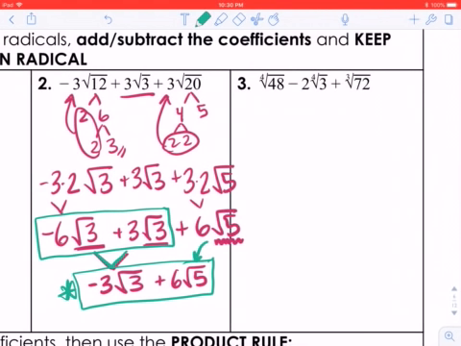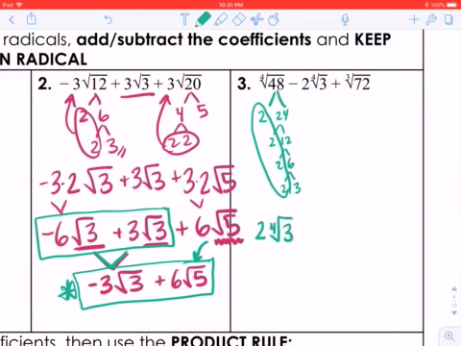Let's look at this one here. I see an index of 4, so I'm going to be looking for groups of 4, just like we practiced. So 48 is 2 and 24, 2 and 12, 2 and 6, 2 and 3. I see this is a group of 4 here. So I'm going to have 2, and I have the 4th root of 3 left over, because that 3 is left over there. And then I'm going to bring this straight down, minus 2, 4th root of 3.